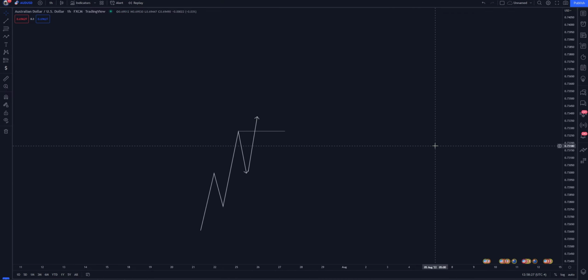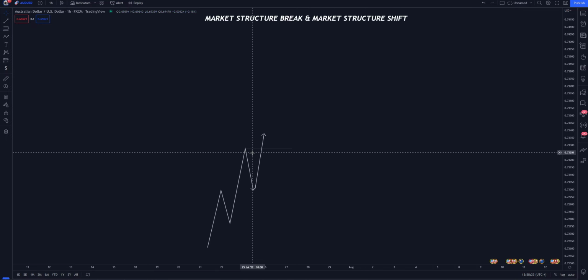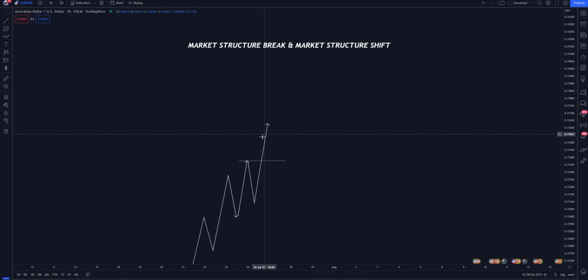Now, how do we know that the trend is going to continue? We look for market structure break, which is when price creates a new higher high, and then price creates a new higher low, creates another higher high, breaking the previous structure. So you can see that we are creating higher high, higher low, higher high, higher low, and then higher high. This higher high broke the previous high, so it should be considered as market structure break.